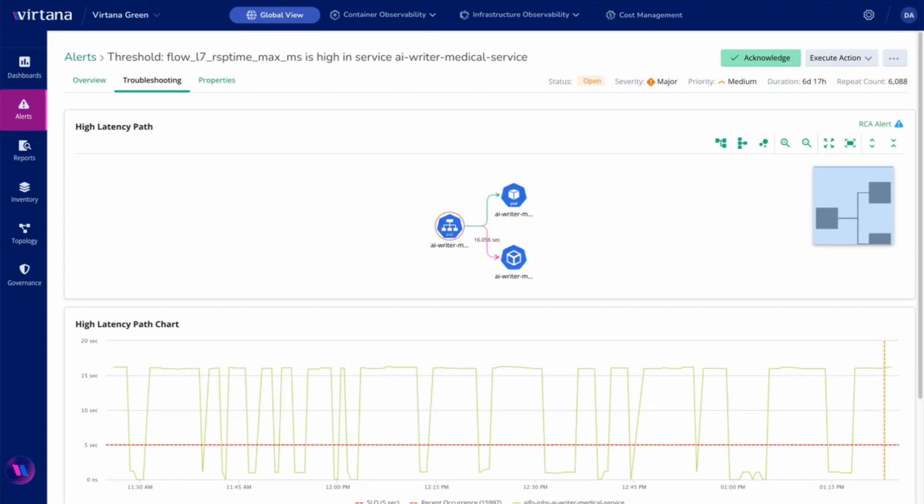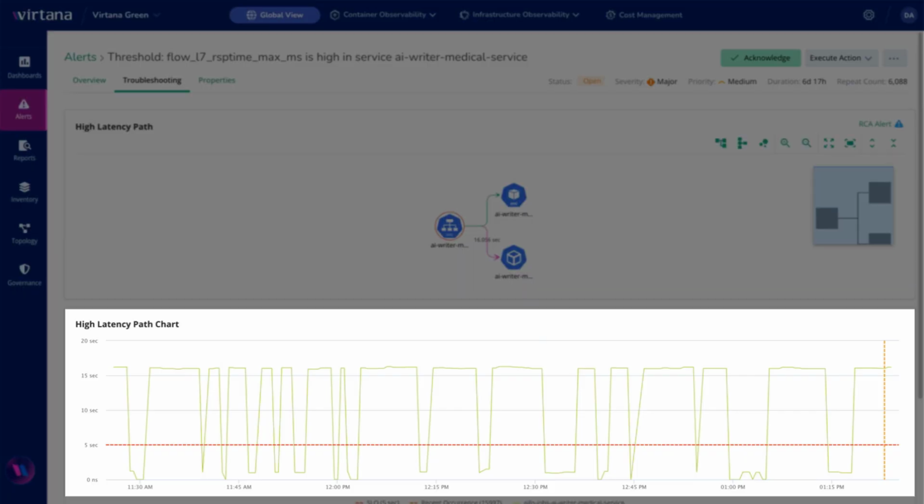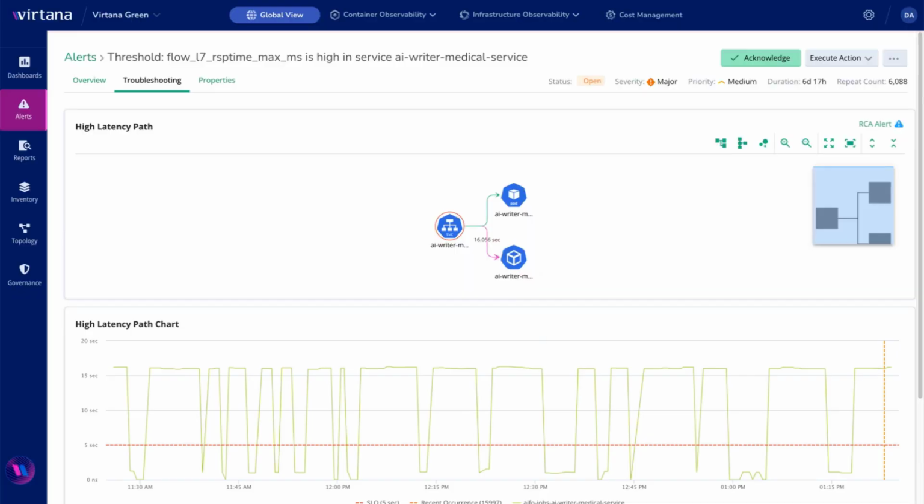The Troubleshooting tab shows the slow Kubernetes service and the specific container experiencing the issue. The high latency path chart indicates unstable latency, alternating between acceptable and slow response levels.